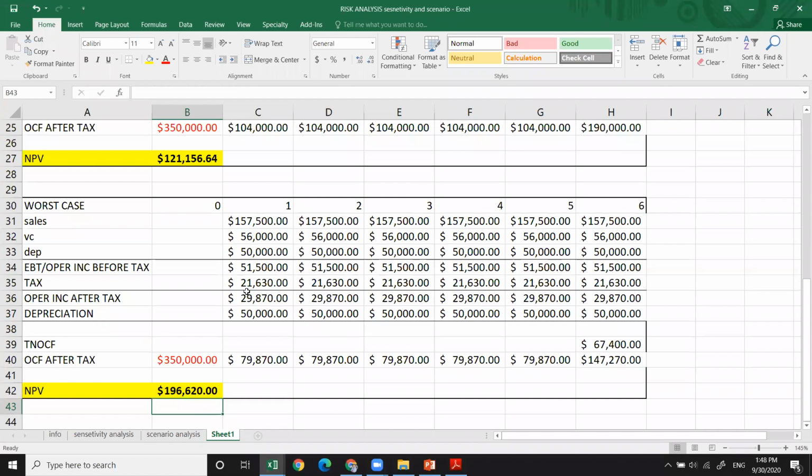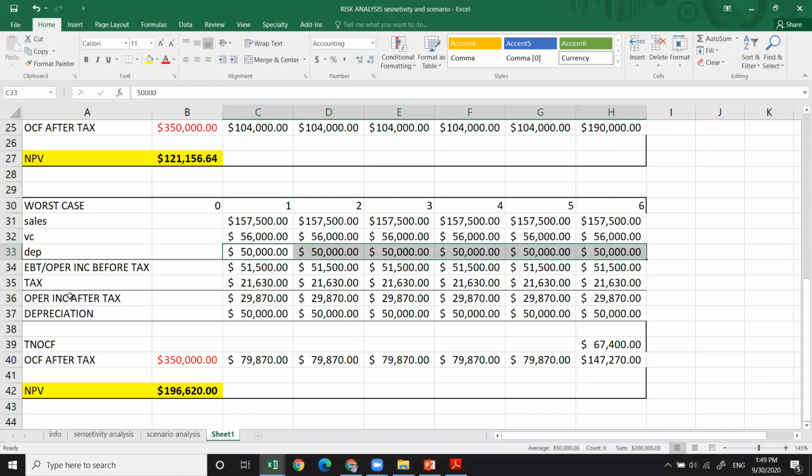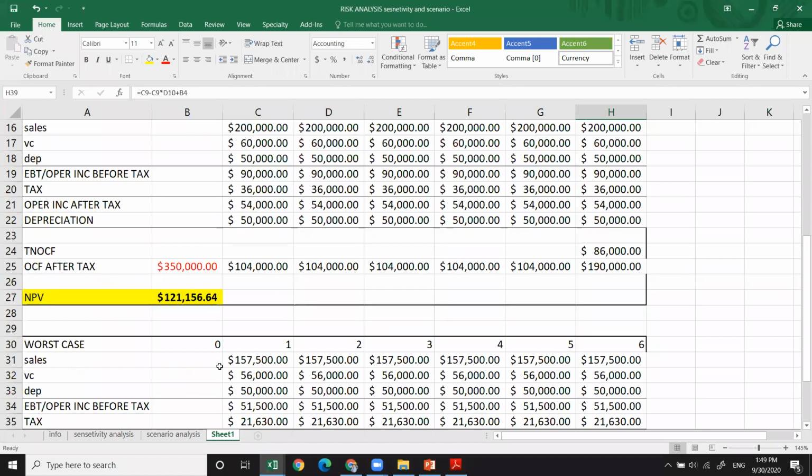So we change all the variables at once. Depreciation is fixed, it doesn't change in all cases. Tax change and variable cost change, sales change, and terminal and operating cash flow has changed. Okay, this was the worst case.